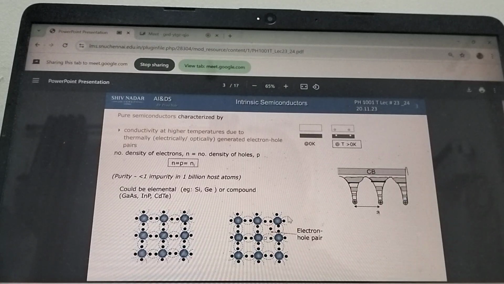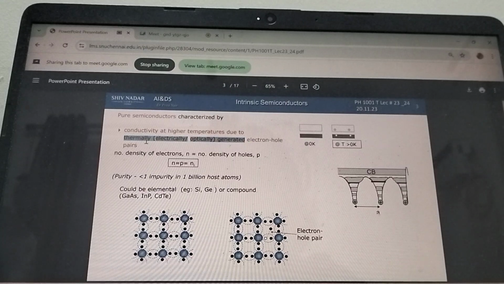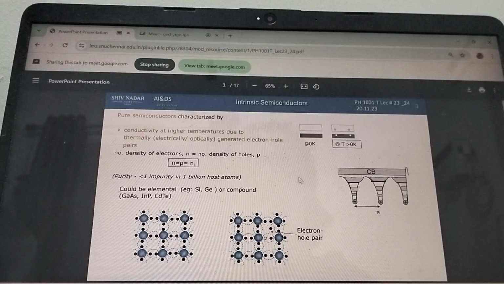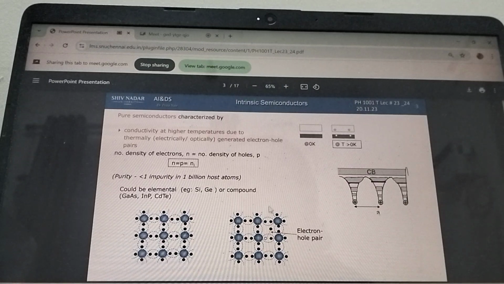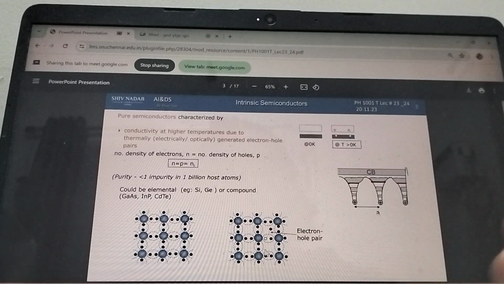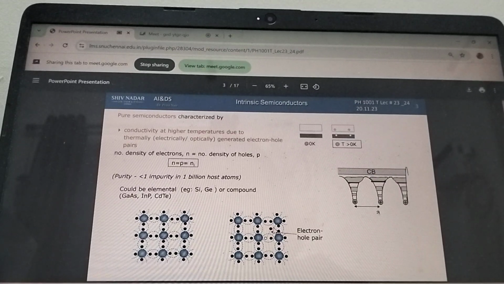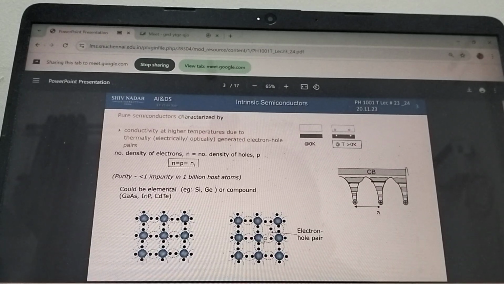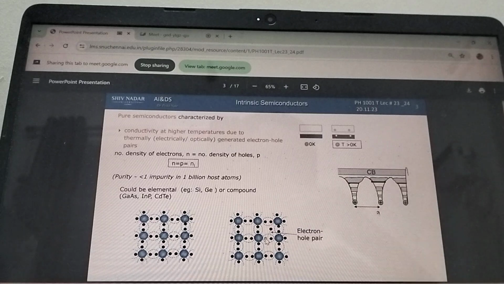Now what happens when you supply energy? That is what we mean by thermally generated. It can be thermally, electrically or optically, as in heat energy, electrical energy, or by shining light of sufficient frequency. When you supply energy, these electrons get excited and they move out of their orbit to higher orbits. So when that happens, a free electron is created first of all, meaning an electron which is roaming around in a higher energy orbit, and secondly a vacancy or a hole is created in one of the lower energy orbits.